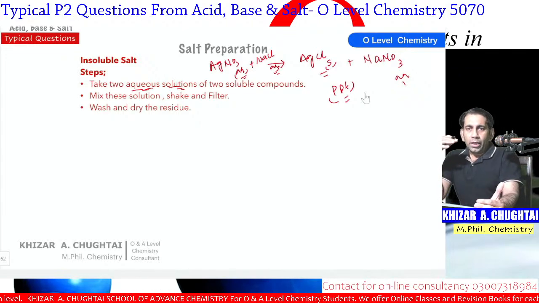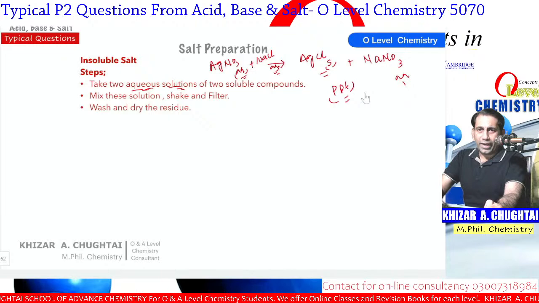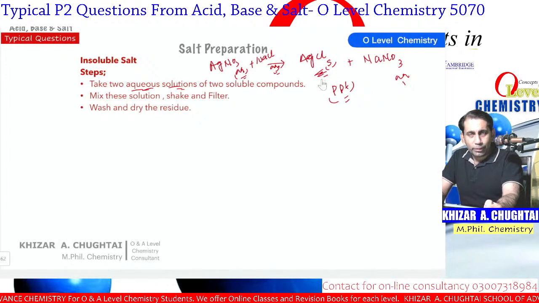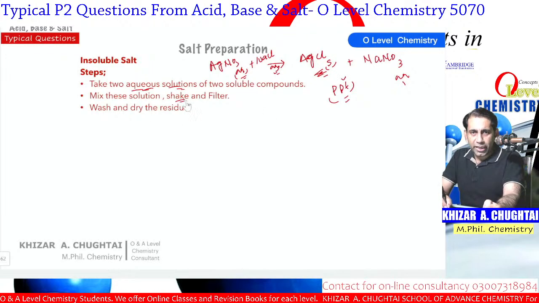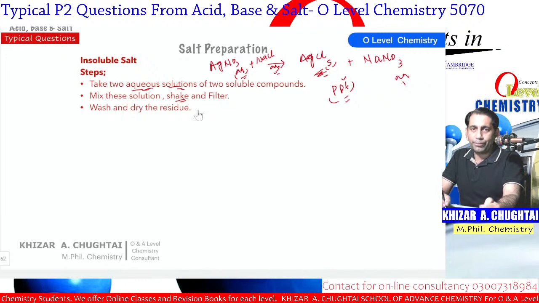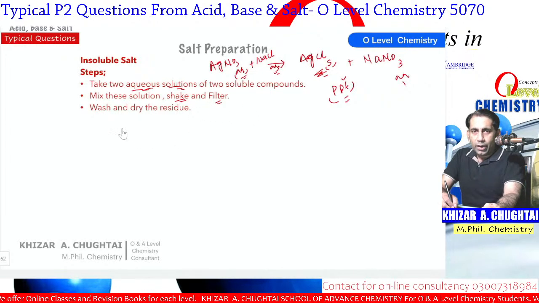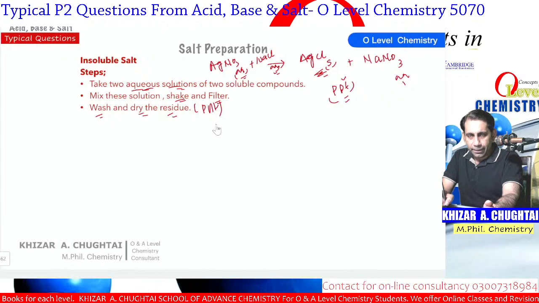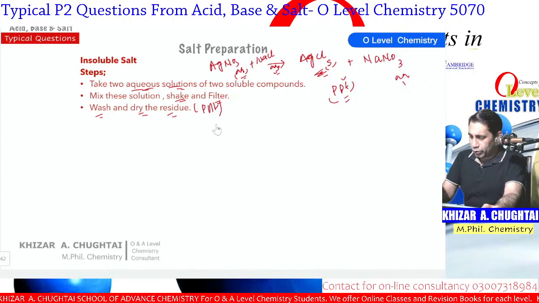So you will mix two solutions, two soluble solutions. Finally, they are going to bond into an insoluble solid, that is said to be the precipitate. Then after that, you will shake them properly to ensure the completion of the reaction. Then you will filter it out. The next one is wash and dry the residue, the precipitate or salt, you can say. These are the typical points that you have to remember.